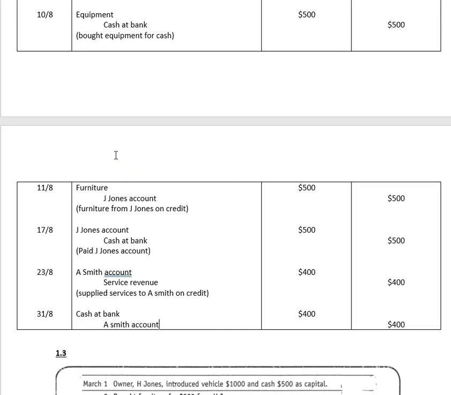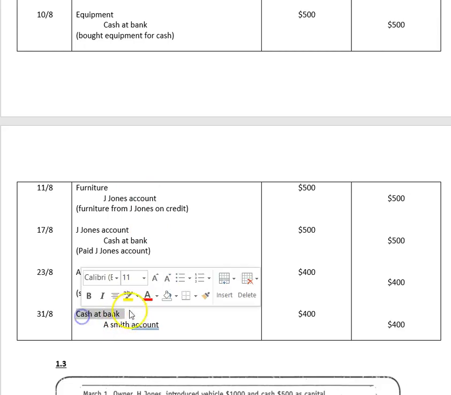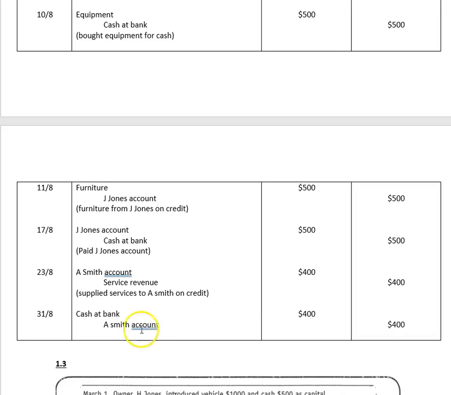So if you're stuck with that one, try and figure out which one you actually know. Cash at bank, we know we're receiving money, cash at bank is going up. Therefore, the A. Smith account must be the credit. We don't have any other options. And on A. Smith account. Okay, and that's it for 1.2.